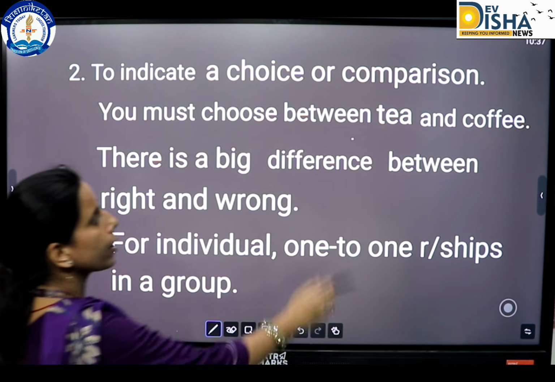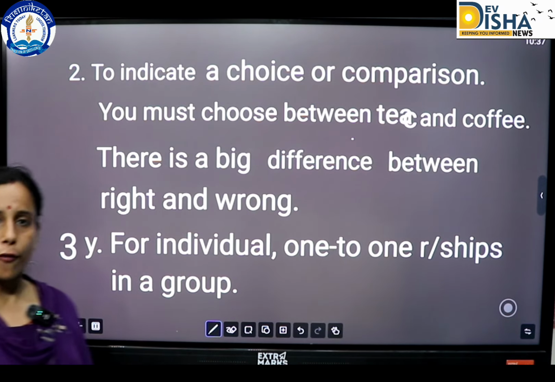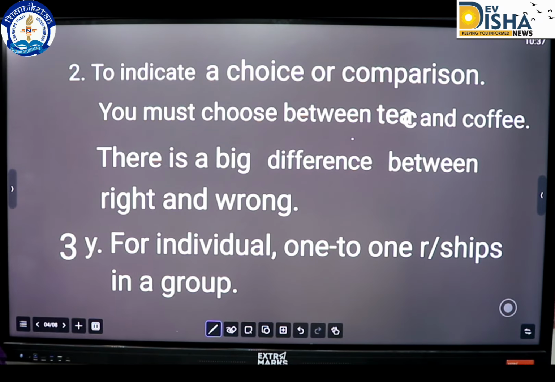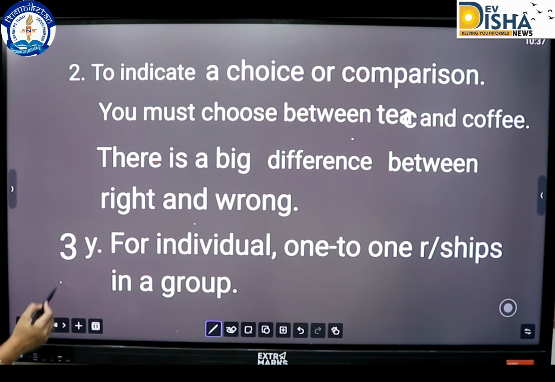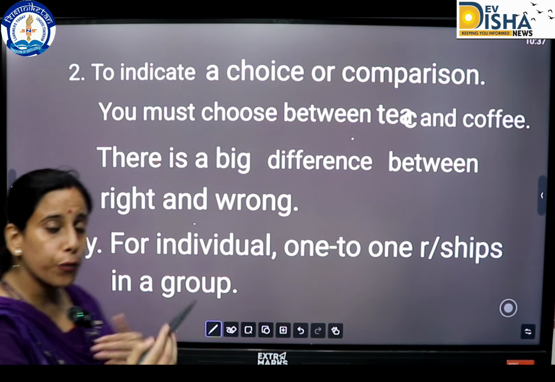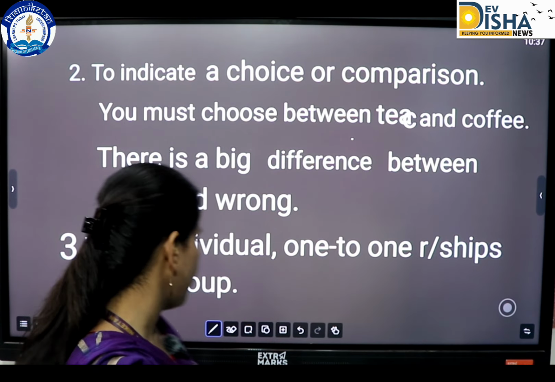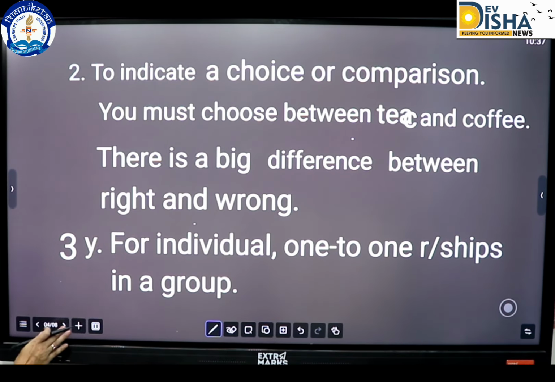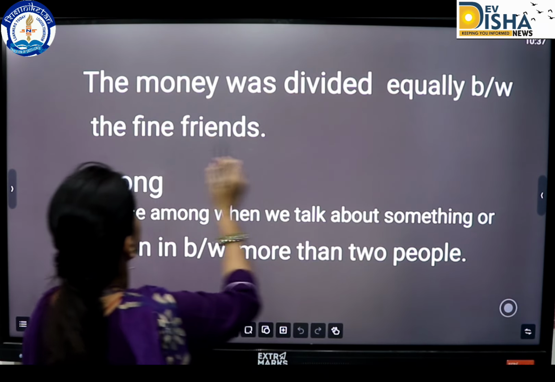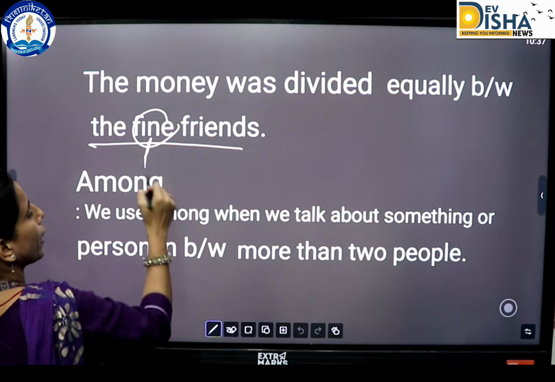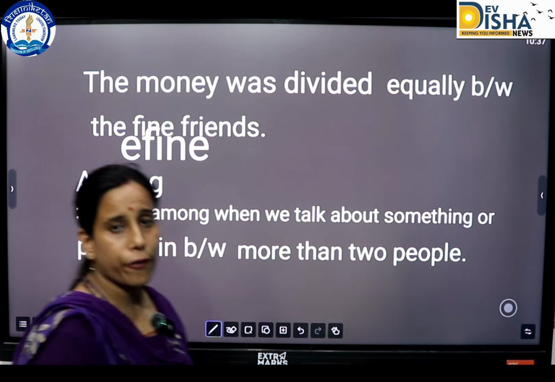So here you are giving a choice to a person, whether the person is having tea or coffee. There is a big difference between right and wrong. Another use is for an individual one-to-one relationship. One-to-one means when you are facing the person, then you are directly talking to the person. For example, the money was divided equally between the five friends.